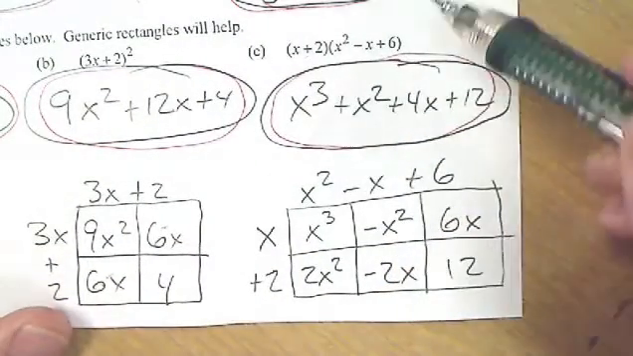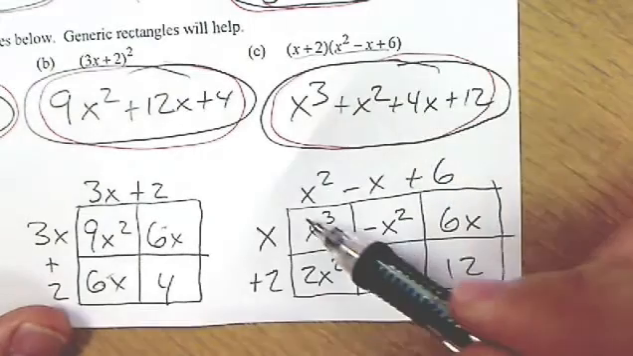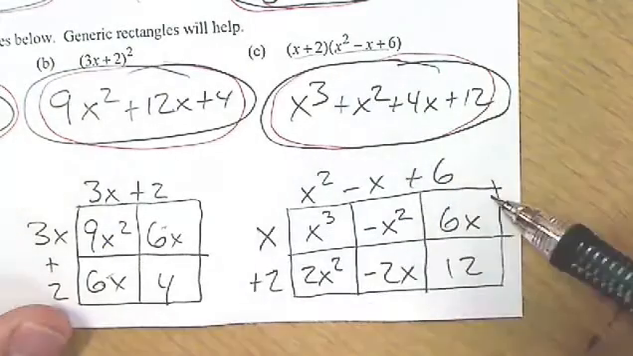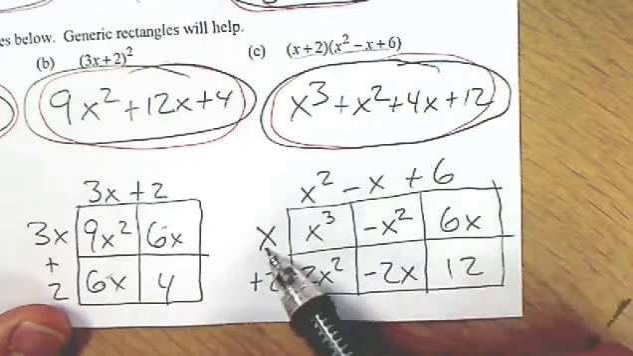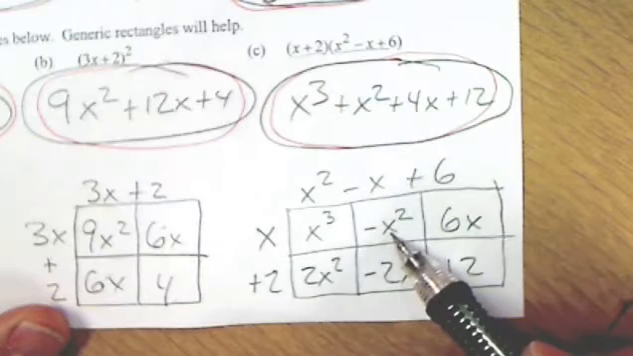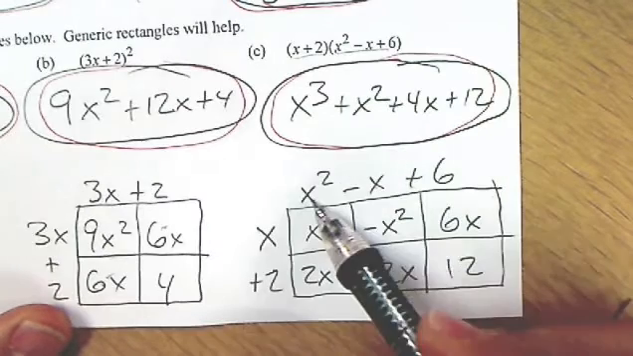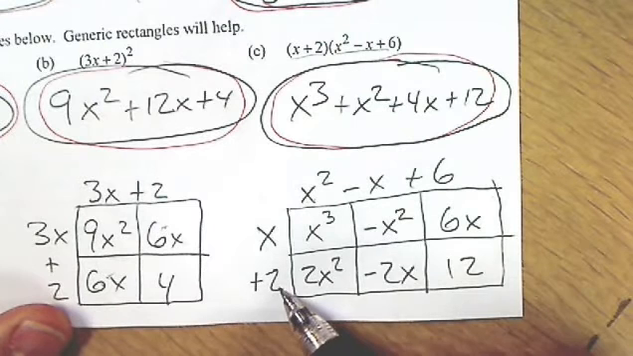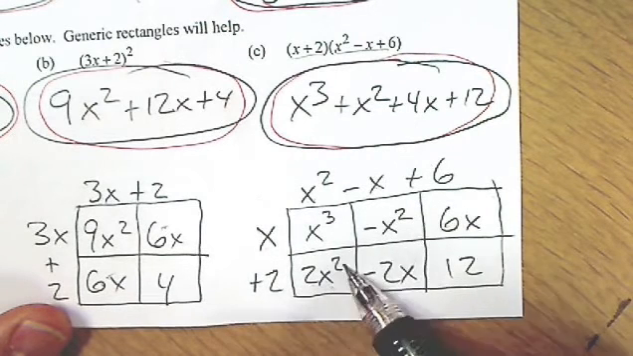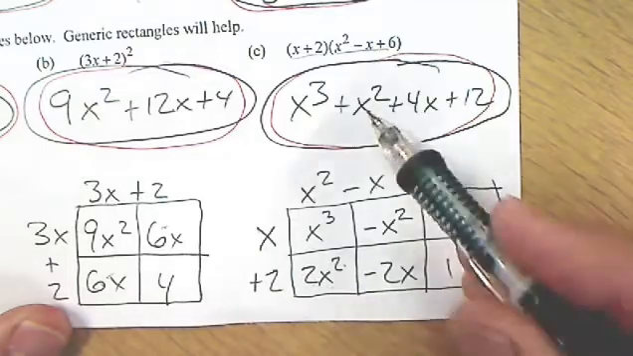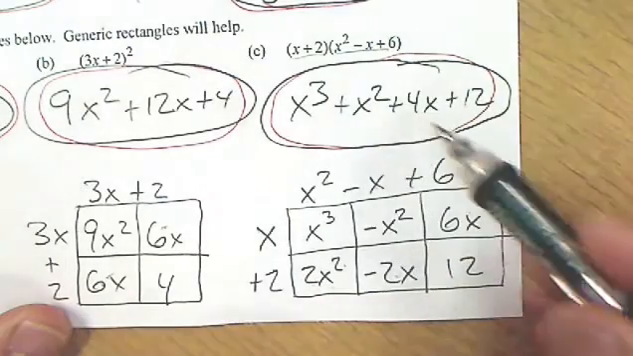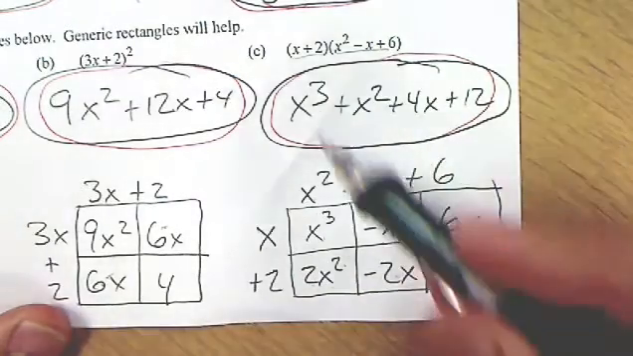This one's a little harder because it's a 2 by 3, so my generic rectangle is 2 by 3. X times x squared is x cubed. X times -x is -x squared. X squared times +2 is 2x squared. And you just find the area of each one. Combine the like terms. Combine these two together, and I get an x squared. Combine these two together, I get the 4x. There's my 12, and there's my x cubed.